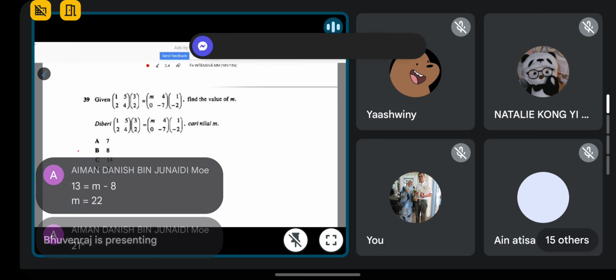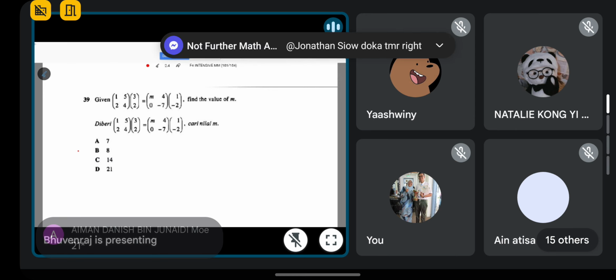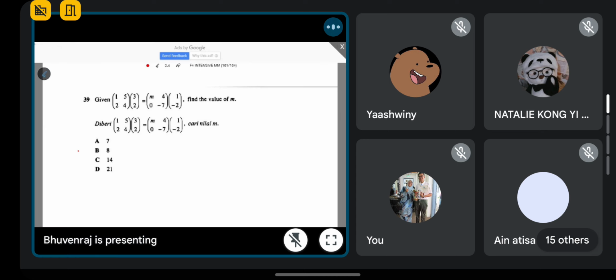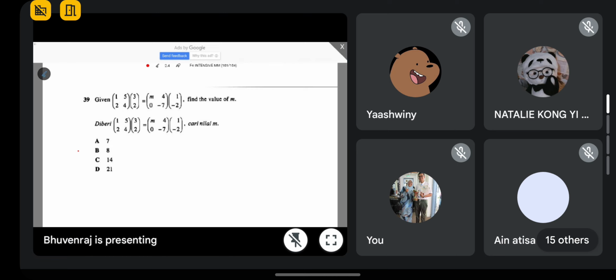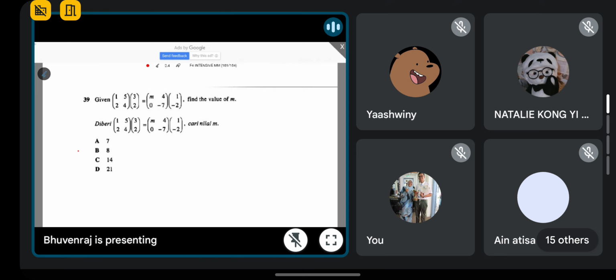Others? 13 equals m minus 8. M equals 21. Okay, Aiman pun kata donkey. Okay, others? I hope you all also get 21 because 21 is the correct answer. Okay, 21 tu jawapan betul. So you must know how to do the matrix multiplication for this. So can I ask you guys, 2 times 2 matrix multiply with 2 times 1 matrix, what is your end product? Apa bentuk matrix akhir?